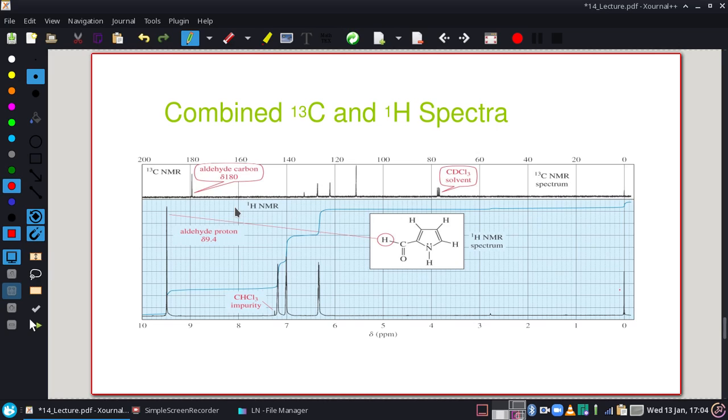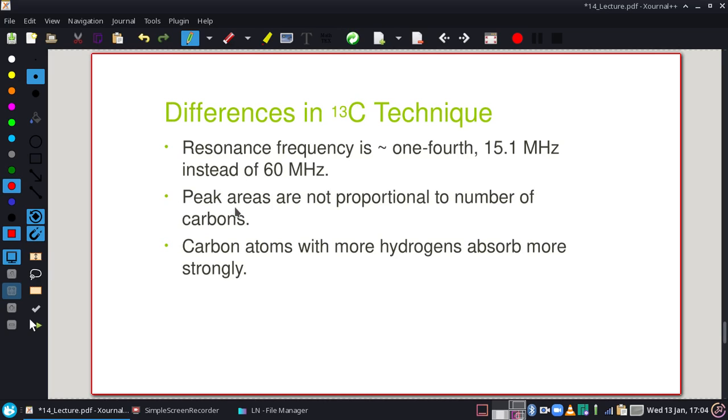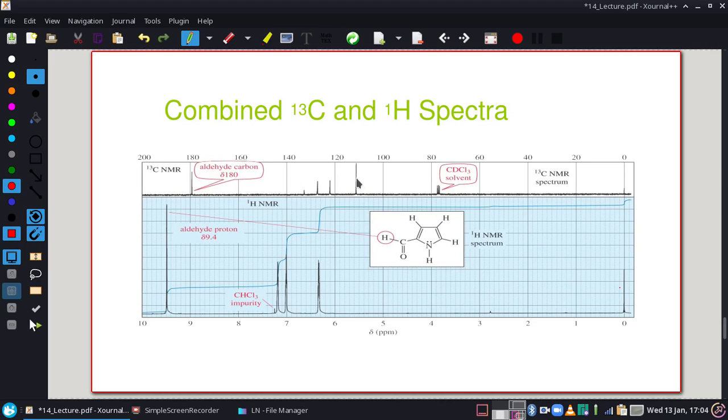All right, so let's explain some of these differences and why they happen. We are going to see right off the bat that the peak height has nothing to do with the number of carbons. Turns out the intensity of a peak in carbon NMR is related to the hydrogens. So back up to this thing, this peak is taller than these two because this particular carbon, wherever it is, has more hydrogens on it than these two do.